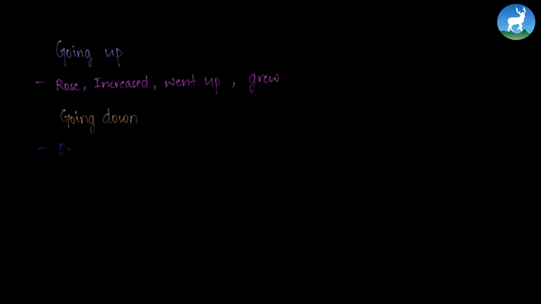So now we will look at some vocabulary. So what do we say for going up the chart? This should be helpful to you. You can say rose, you can say increased, you can say went up, or grew. This is for the past tense. For going down, it can be decreased, fell, dropped, declined. You can say it's declining, it's decreasing, it's falling, it's dropping.